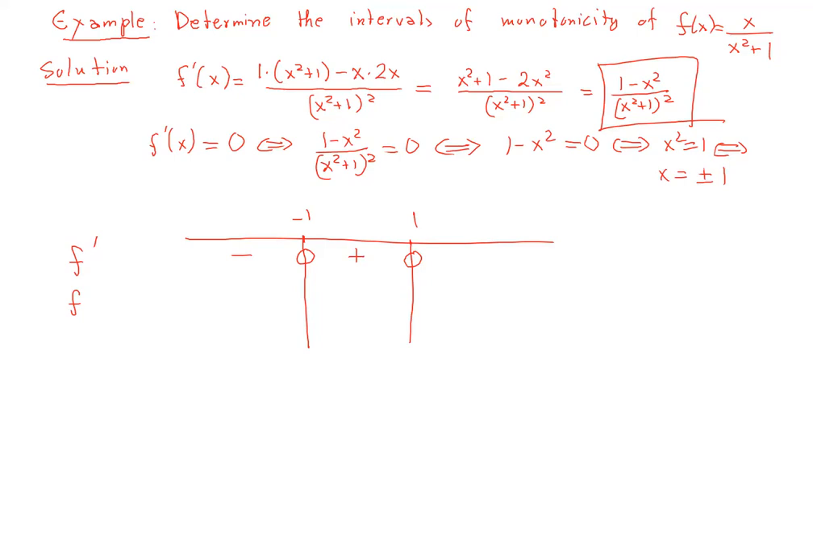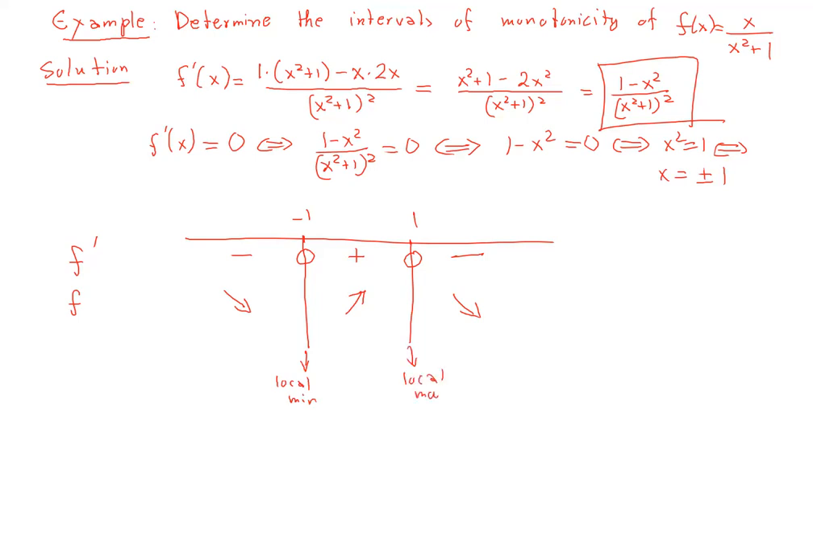And finally, if x is greater than 1, then we want to take a number like 2. If we plug it in, we will get 1 minus 4, that's -3 on the numerator, and that's negative, which means that the function is decreasing here, increasing here, decreasing here. This is a local minimum, and this is a local maximum.